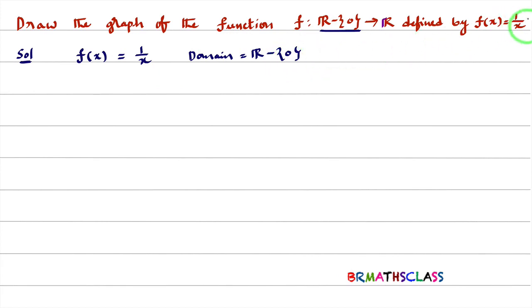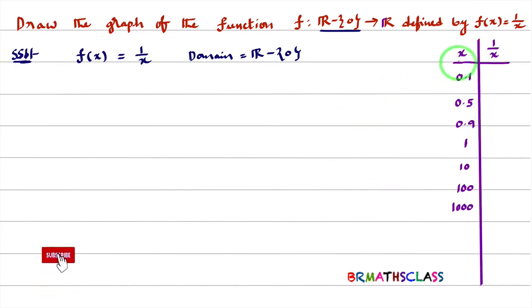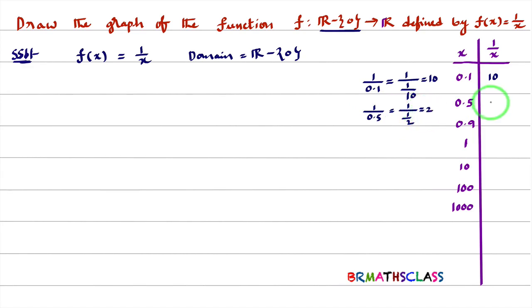To draw the graph of f of x equal to 1 by x, I'll take some x values and calculate the respective f of x values like this. When x is 0.1, what is the value of 1 divided by 0.1? 0.1 is nothing but 1 by 10. 1 divided by 1 by 10 is 10. So when x is 0.1, 1 by x is 10. When x is 0.5, what is 1 divided by 0.5? It can be written as 1 divided by 1 by 2, which is 2. So its value is 2.